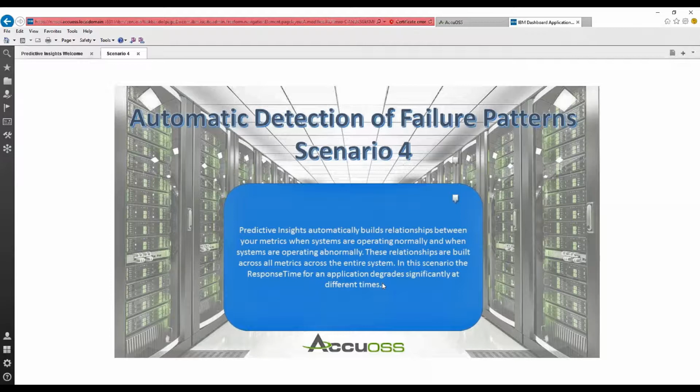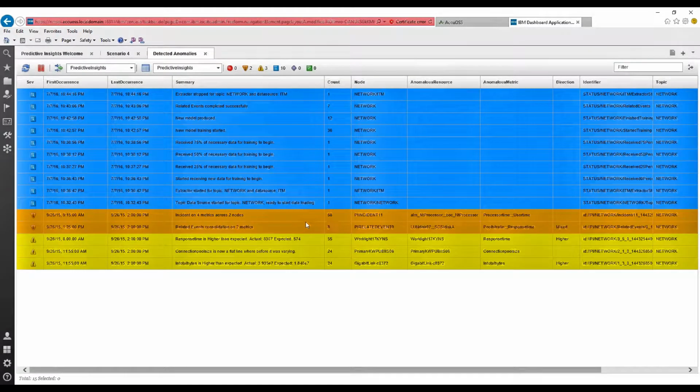So what Predictive Insights does under the covers is it automatically builds these relationships between the metrics and what normal is for those metrics as they track to each other. And when things go abnormal, it also takes a look at those relationships to see whether all of the particular relationships are working in a similar abnormal fashion. It gives us the opportunity to put those together into one view, so we can get a feel for what might be potentially going on across those.